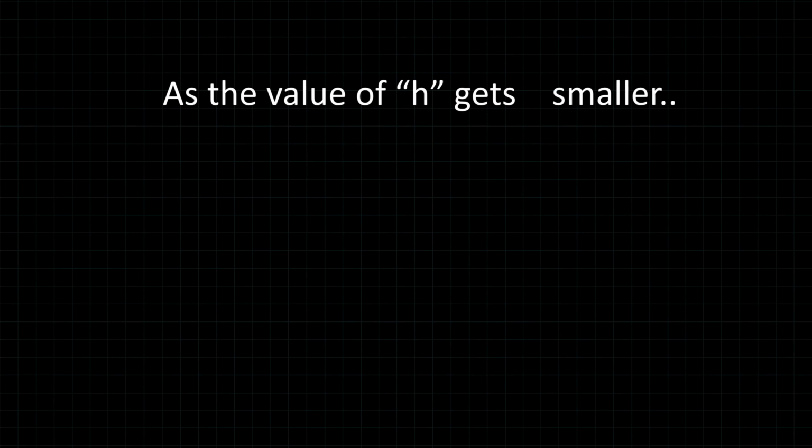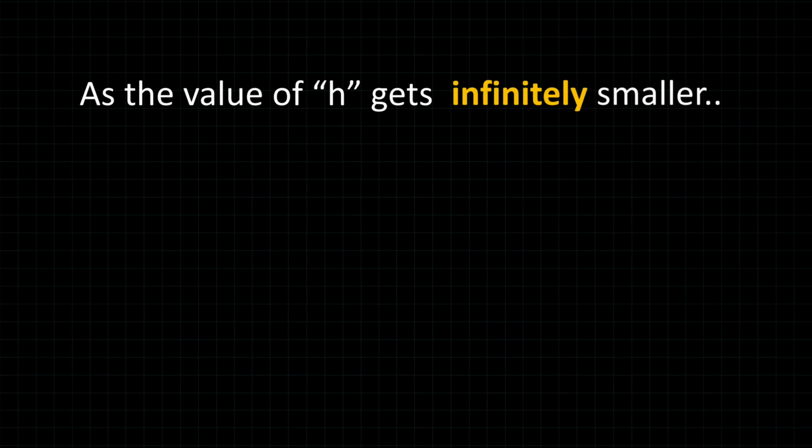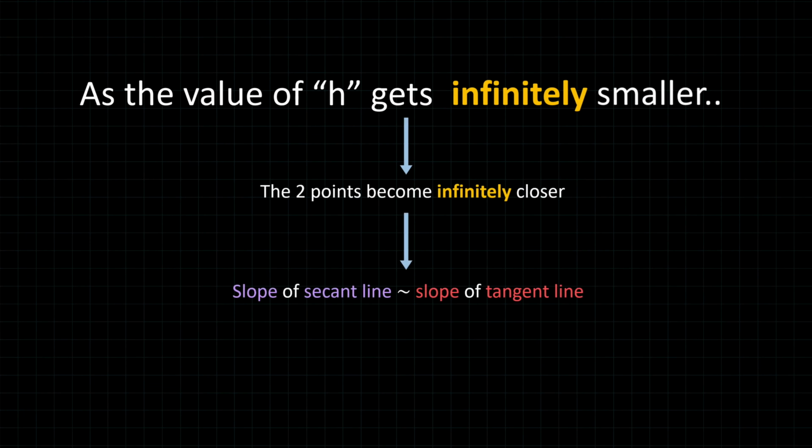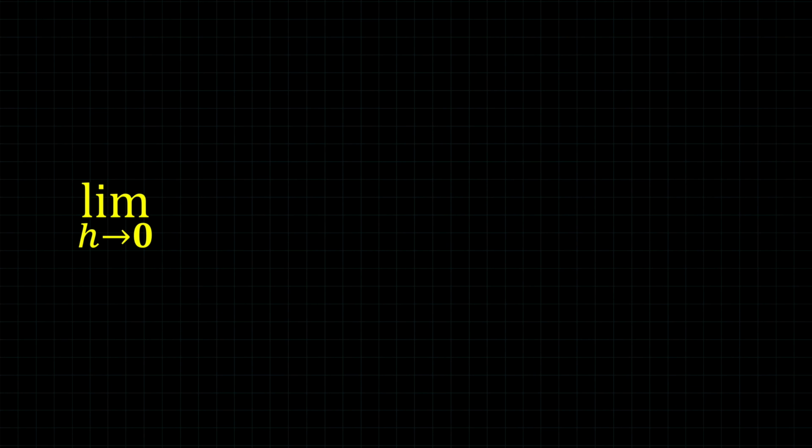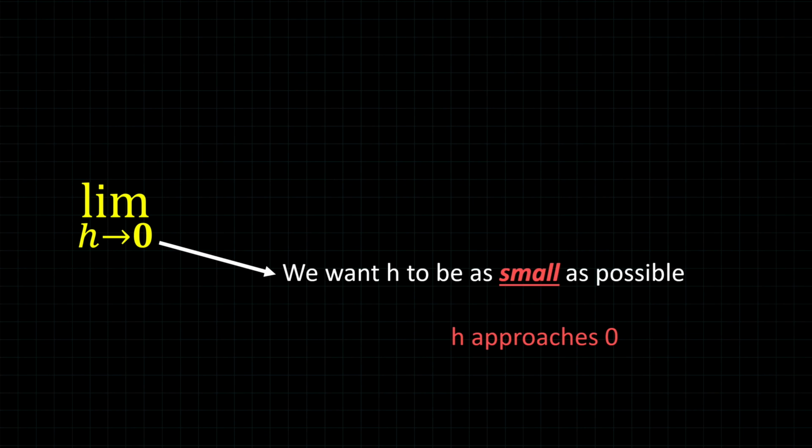To add on to what we said earlier, as the value of h gets infinitely smaller, the 2 points will become infinitely closer to a point where the slope of the secant line is pretty much the same as the slope of the tangent line, which means that the equation to find the slope of the secant line can now be applied both to the secant line, but more importantly, to the slope of the tangent line, which is what we care about. And the idea of h getting smaller is what the limit as h approaches 0 is trying to convey. It's trying to say that we want h to be as small as possible. That's what approaching 0 means.